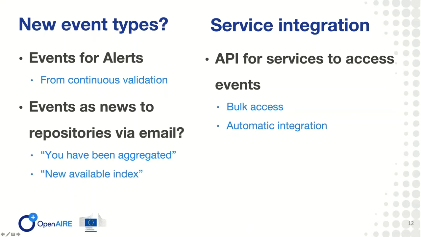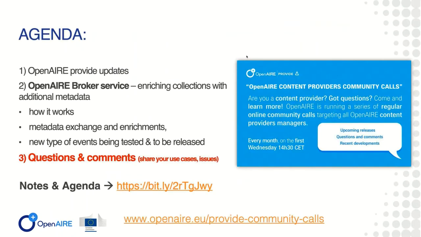On the other side, we are working on defining an API to allow other services to consume the content of a notification. As of today, events and notifications are only browsable through the content provider dashboard. So integrating such information back into your repository for the time being is manual work. But the task is moving forward. We started to define a preliminary version of an API for the bulk download of the notifications. And future work will also rely on a protocol to automatically exchange information, but this is still work in progress. And I think we can move on, Pedro.